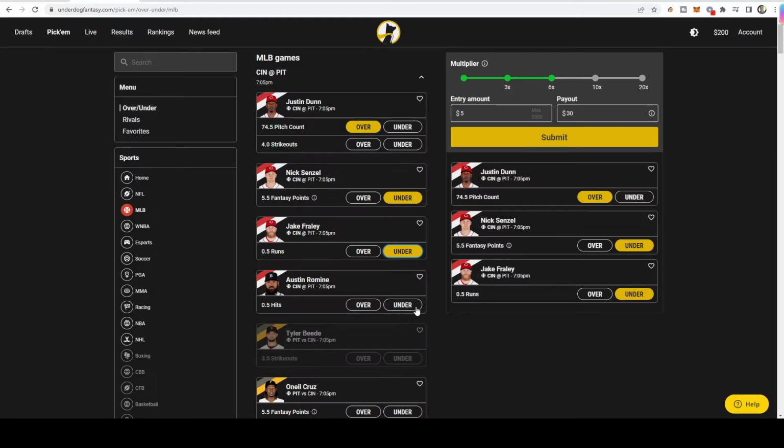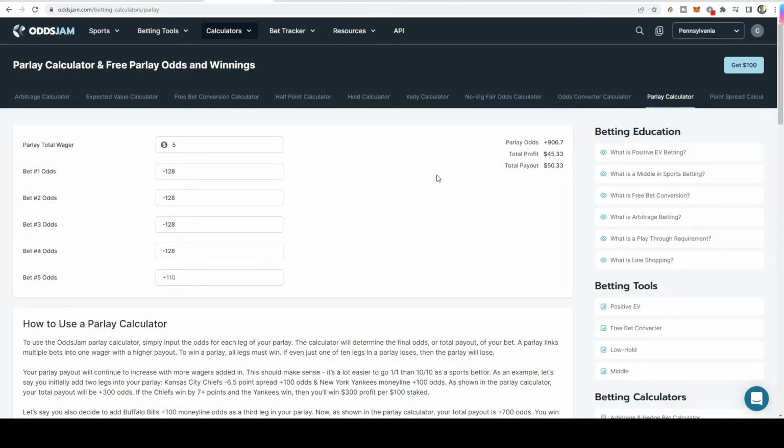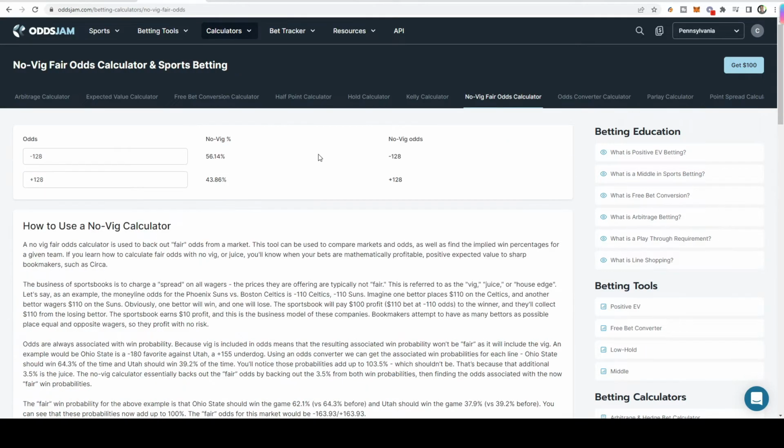Now let's find out the hidden math for a 4-player slip. As you can see, this is a 10 times payout, so $5 turned into $50 would be my result. As you can see here, this is the equivalence to a plus 900 parlay bet. 4 -128 bets together would give me a 10 times payout. As you can see here, the odds are actually better on a 3-player slip on Underdog. This would actually be a 56% fair odds percentage to hit.